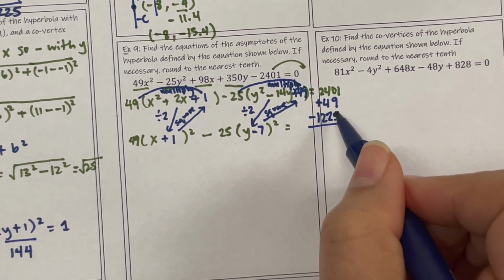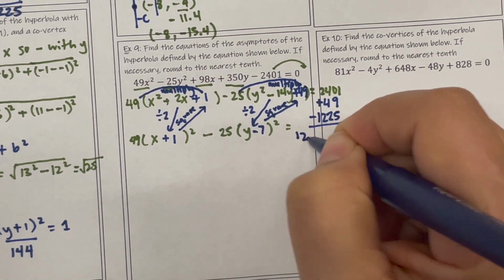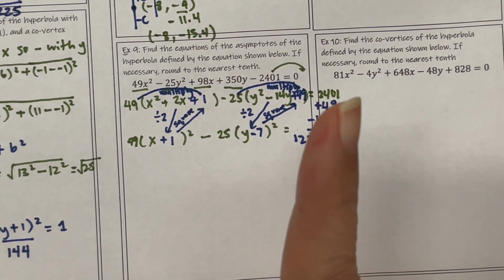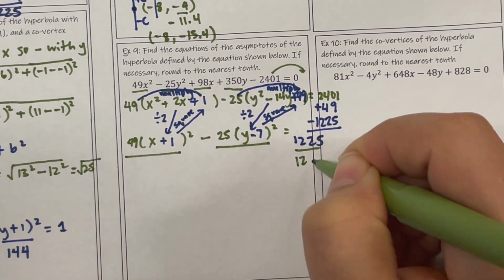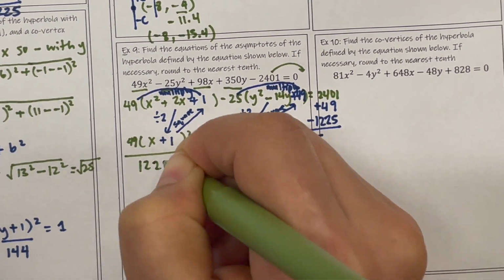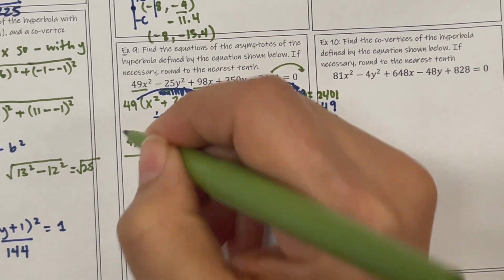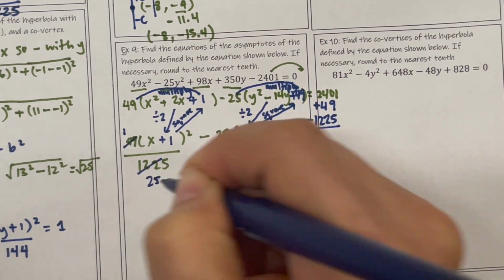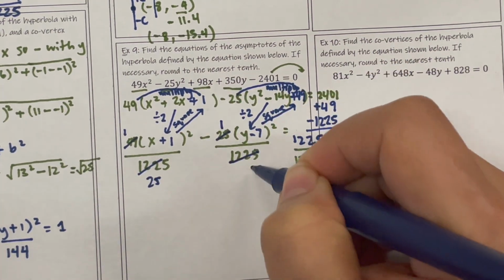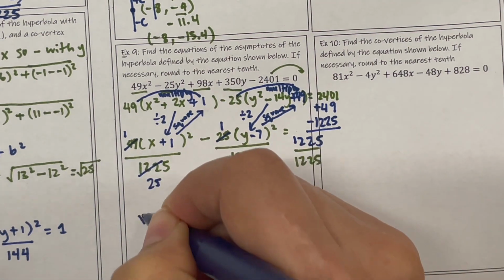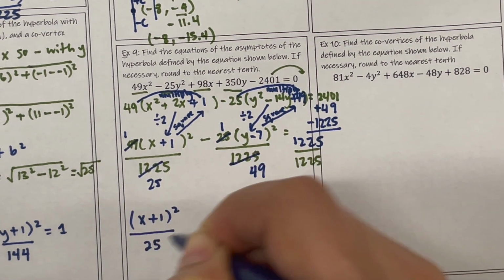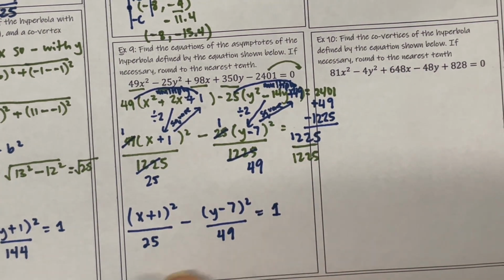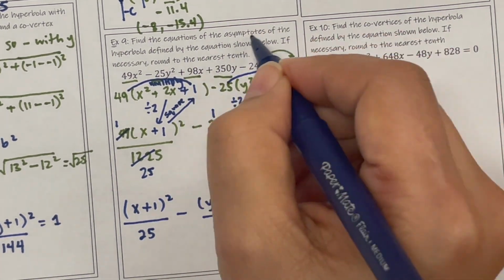All right, go ahead and combine all of that. You're going to get 1225. Now, this does not look like standard form because it's not equal to 1. So what I have to do is divide it by 1225 so it can be equal to 1. So let's simplify that. 49 goes in there 25 times. And 25 goes in this one 49 times. Okay, so let's write that out. So x plus 1 squared over 25 minus y minus 7 squared over 49 is equal to 1. This is now standard form, and I can answer any question they ask me for.